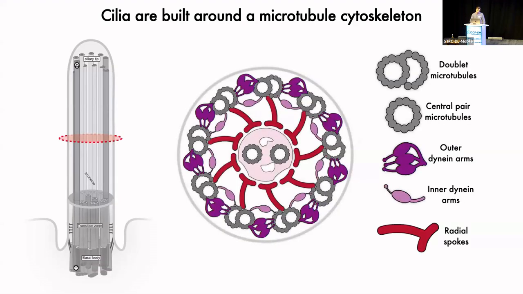And if you look through the cross-section, we see this very well-defined axoneme structure. We have 9 microtubule doublets in a ring with all these different outer dynein arms and inner dynein arms and radial spokes. And so the question that I want to sort of get to today is, how are cilia assembled? So how do you get to this structure?